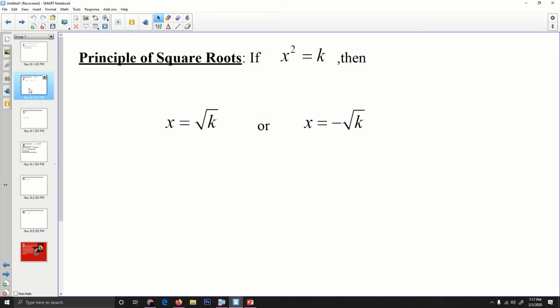What is the principle of square roots? Well, if x squared is equal to k, then x is either equal to the square root of k or x is equal to the negative square root of k. Essentially, whenever you take the square root of both sides of an equation, you have to consider both the positive and the negative values.